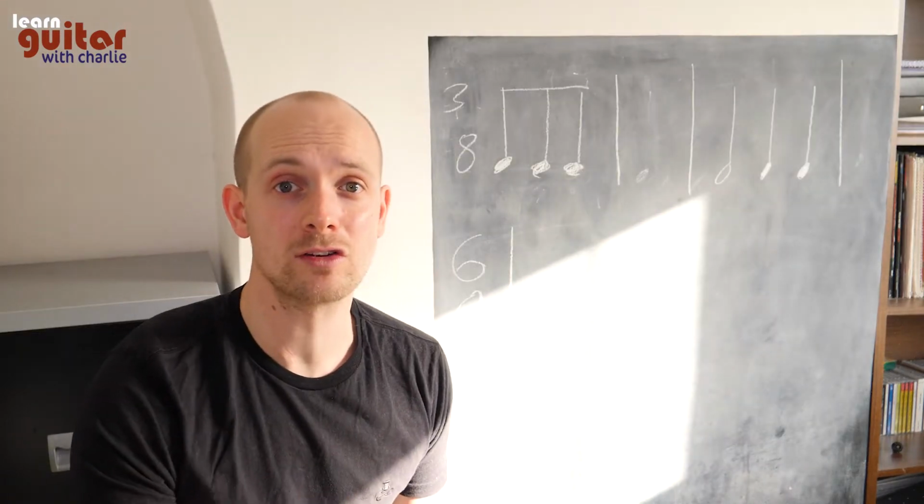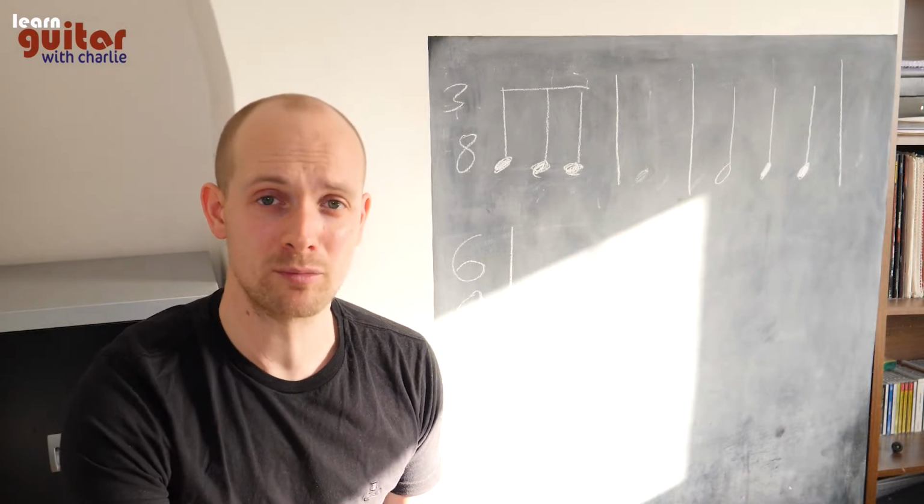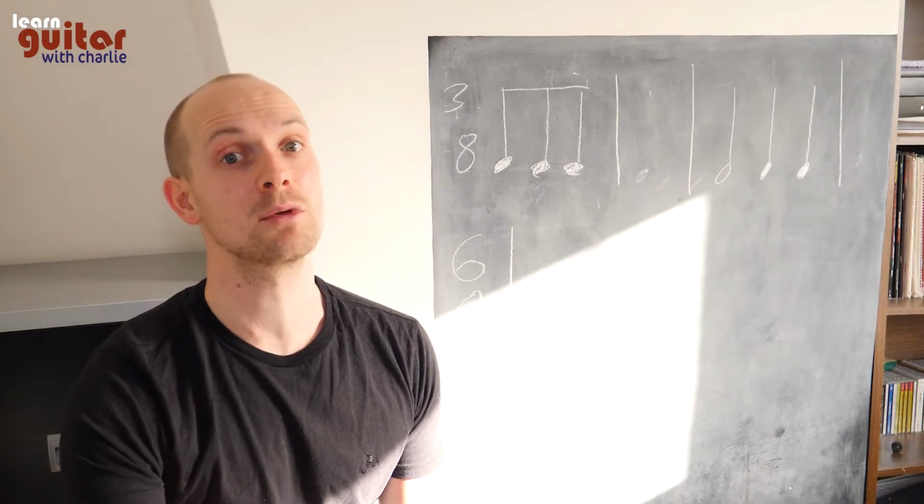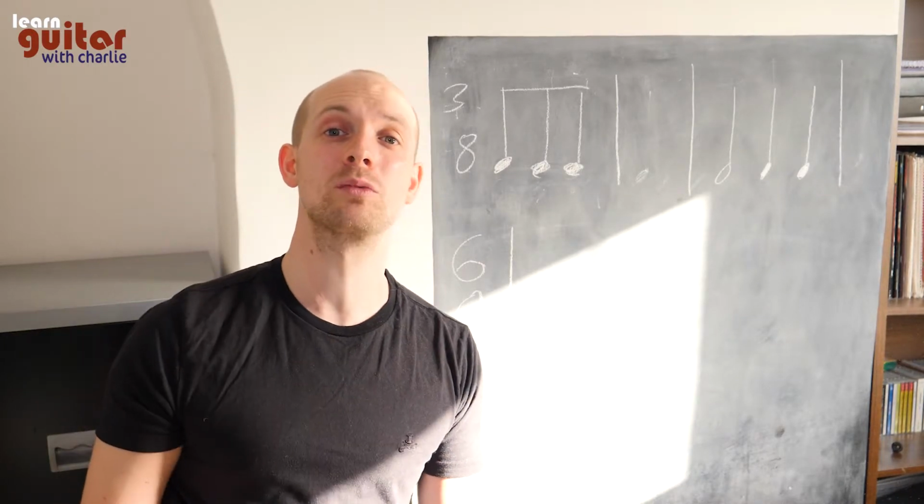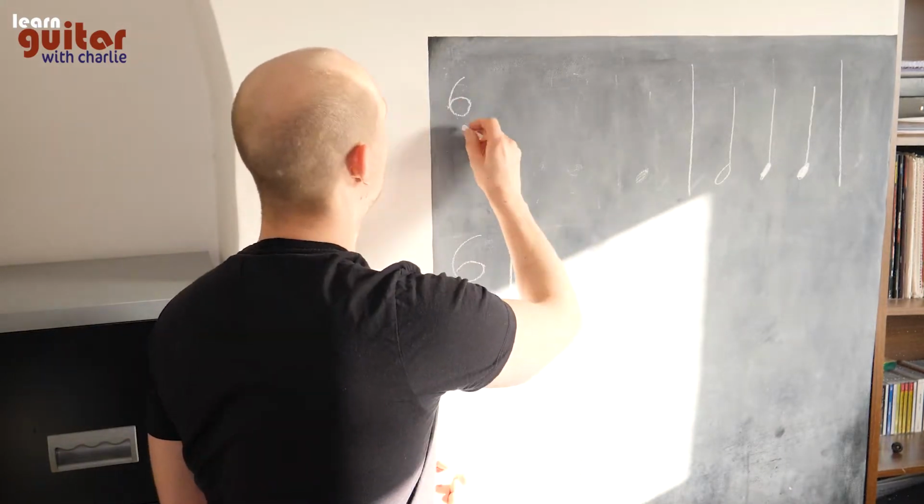So to summarise, guys, a 2 on the bottom tells us that we're dealing with minim beats. A 4 on the bottom tells us that we're dealing with crotchet beats. An 8 on the bottom tells us that we're dealing with quaver beats. And finally, if you really want to go for it, a 16 on the bottom will tell you that you are dealing with semi-quaver beats.